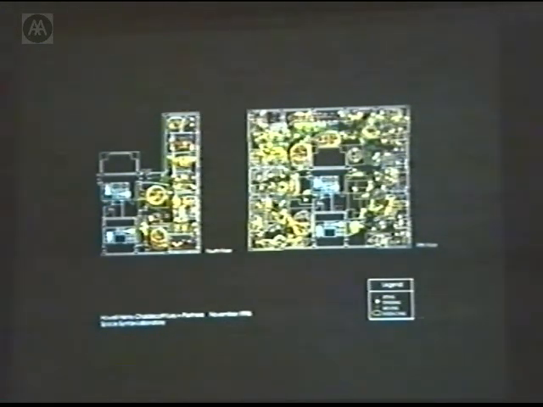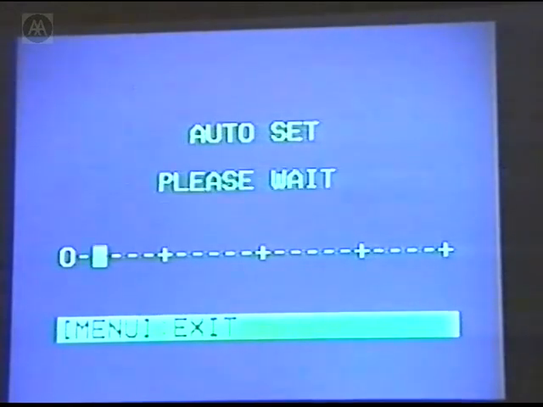Now, can we run the other videotape? If I turn that off.